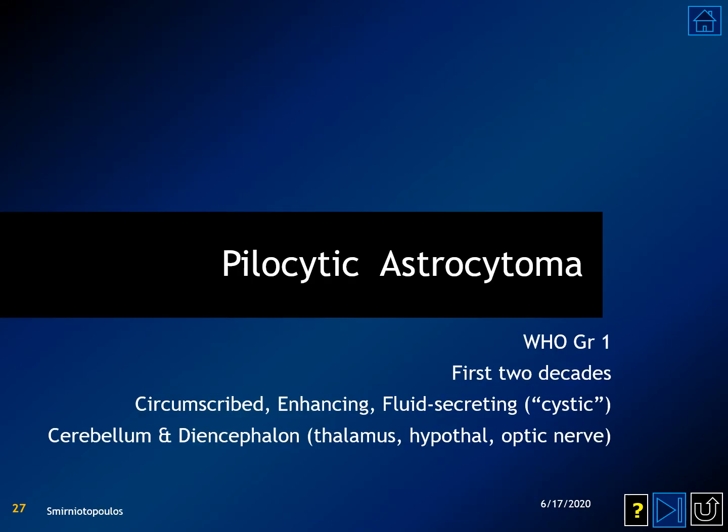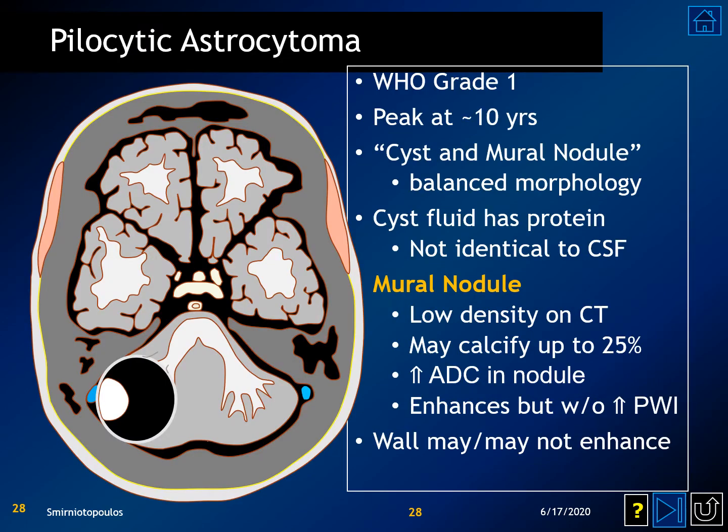The pilocytic astrocytoma is the poster child for the circumscribed gliomas. These are WHO grade 1 tumors. They primarily occur in the first 2 decades. They're circumscribed, enhancing, and fluid secreting. They most commonly occur in the cerebellum and the diencephalon. As a reminder, the diencephalon is the thalamus, the hypothalamus, the optic nerves chiasm, and the optic radiations.